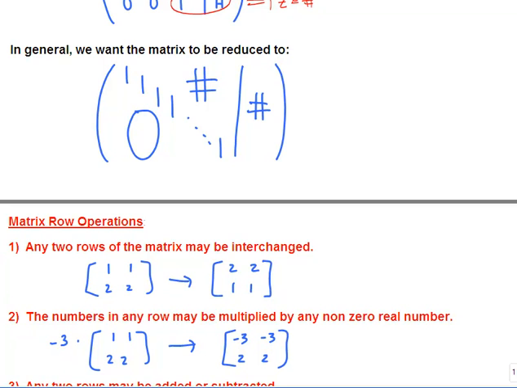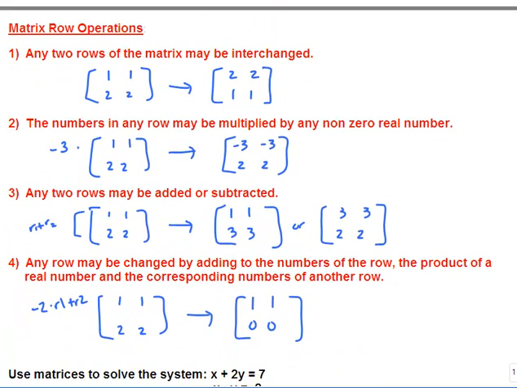Now, how do we get to that special form? How do we get to that reduced row echelon form? Well, there's 3 rules that we're allowed to use. And actually here, Rule 3 and Rule 4 are kind of the same rule but an extension. So you can say that we have either 3 rules or 4 rules here. I've listed it out as 4.